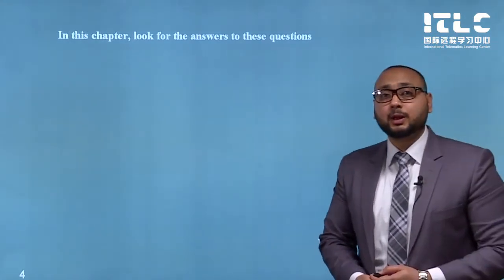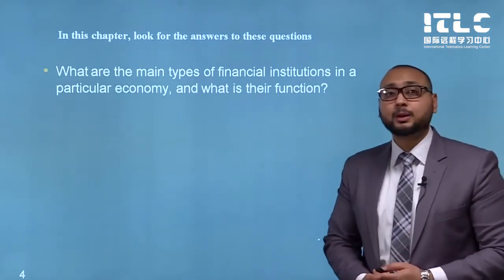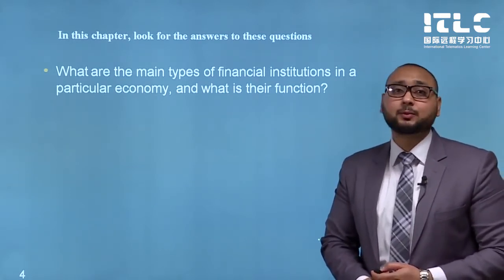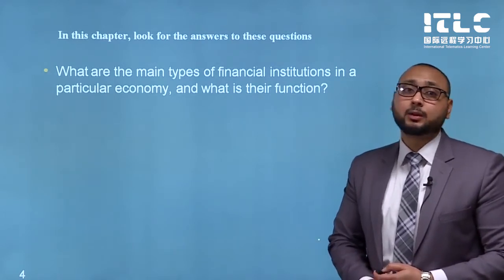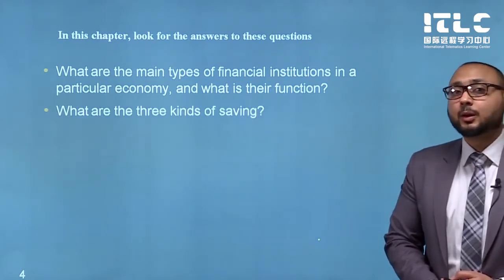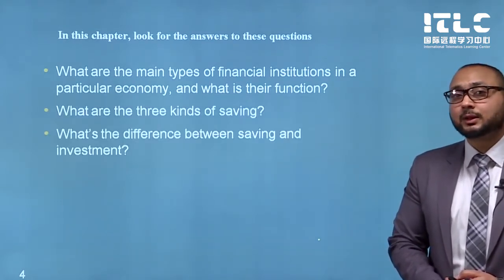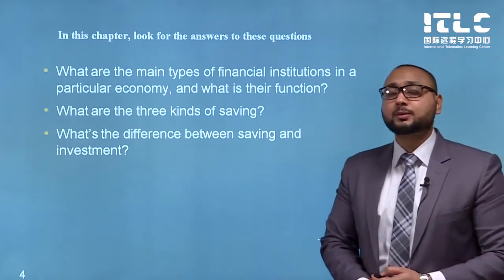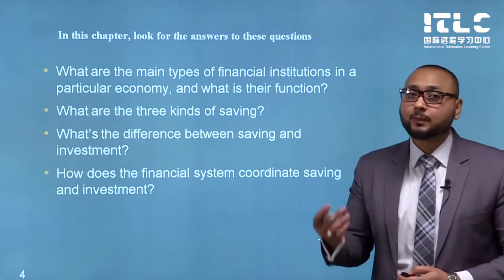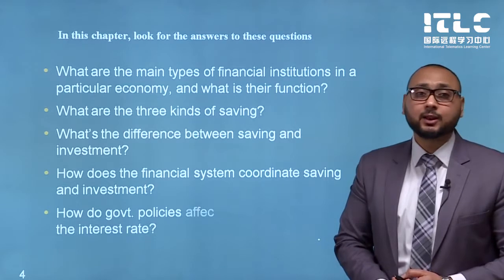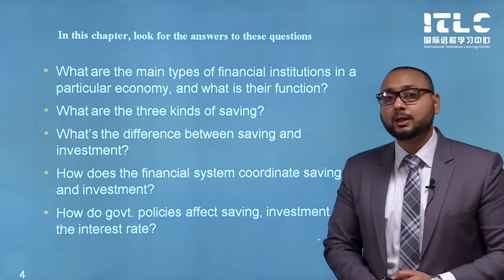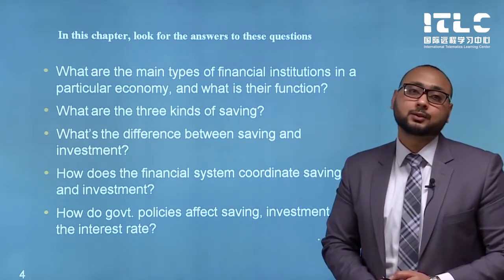So in this chapter we will look forward to answering the following questions: What are the main types of financial institutions in a particular economy and what is their function? What are the three kinds of savings, and what's the difference between savings and investments? How do financial systems coordinate saving and investments? And finally, how do government policies affect saving, investments and the real interest rates?